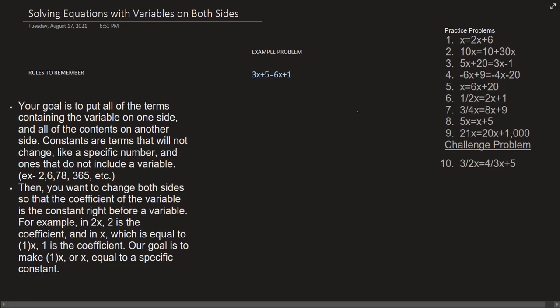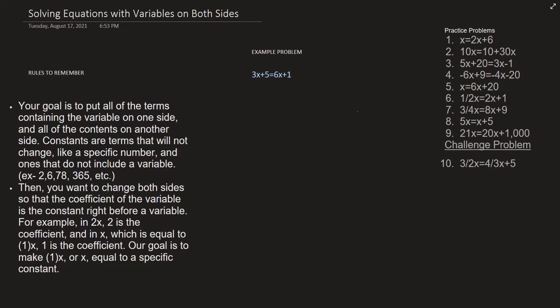Solving equations with variables on both sides. So what we will learn today is to solve equations, specifically linear equations that have variables on both sides of the equation. So basically, linear equations are equations whose variable has the power of 1. For example, in y is equal to 2x plus 2, the x has an exponent of 1.